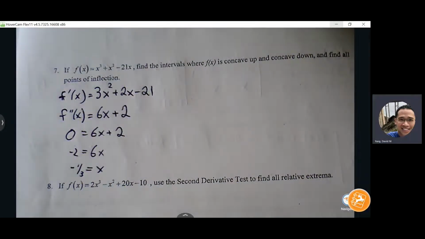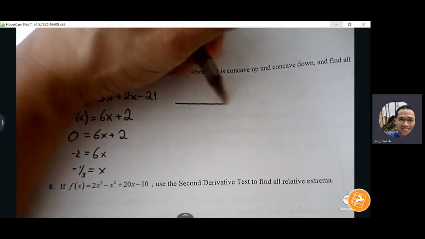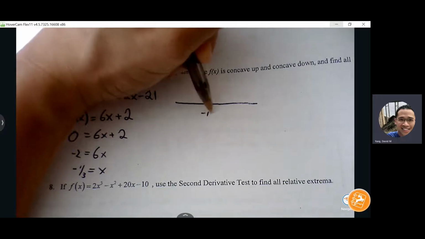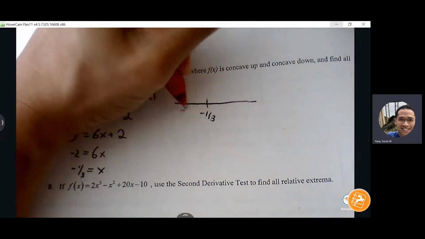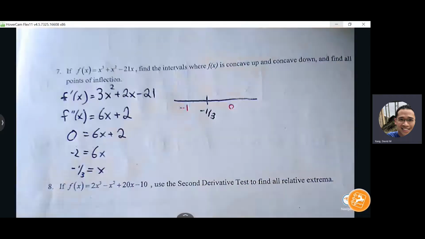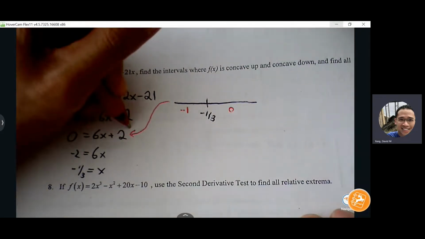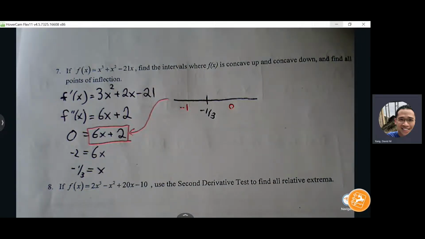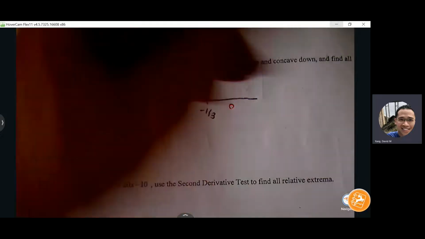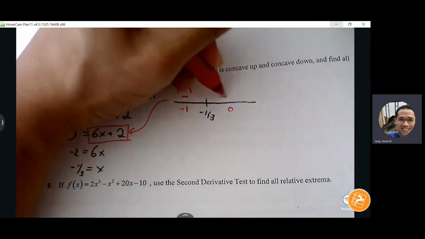Negative 2/6 reduces to negative 1/3. Okay, we place negative 1/3 onto our concavity sign line, the second derivative sign line. And then we test values in each sub-interval. I'll choose a value to the left of negative 1/3, and a value to the right of negative 1/3. We're testing this against the second derivative; we don't necessarily have to factor, it's easy enough. Plug in negative 1, I get a negative value, so my first interval is concave down. Plug 0 in, I get a positive value, so concave up.